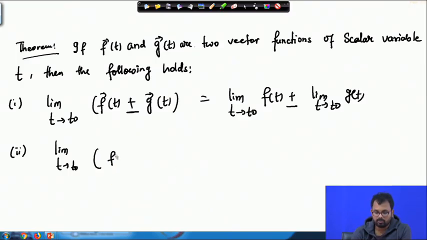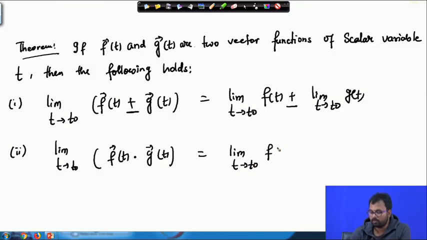Now, if we have the product of two vector functions, we simply do not have just a product in vector functions. We either have the scalar product, which is also called the dot product, or the cross product. If you have a dot product of two vector functions, the limit will be equal to the limit of f(t) dot the limit of g(t). So, the limit of the dot product is equal to the dot product of the limits. Similarly, the limit of the cross product is equal to the cross product of the limits.